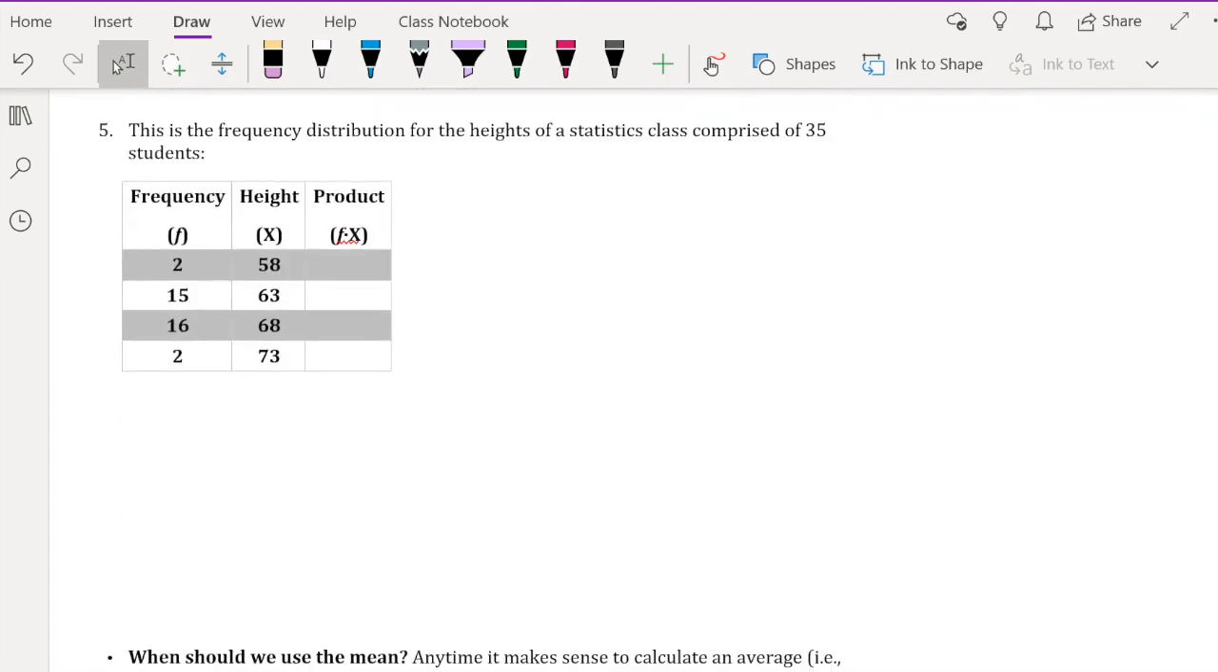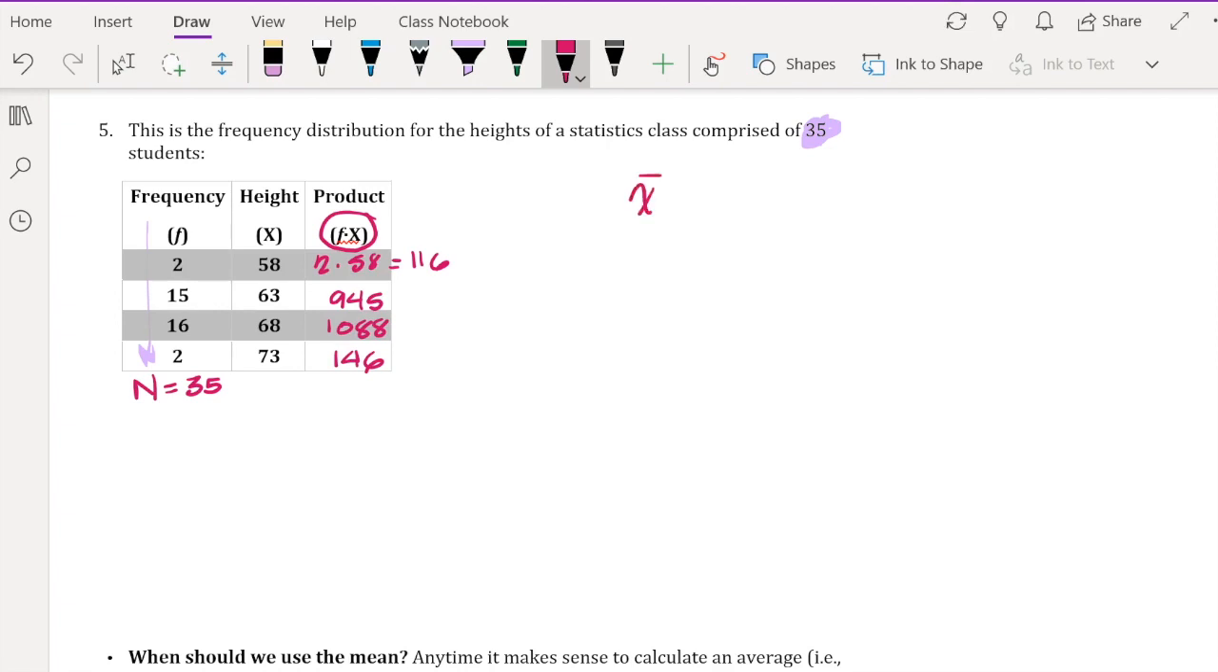So the total sample size here I can find out from here, or I could just add this column. That's my n, and n is 35. What I need to do next is to multiply the frequency times x. So 2 times 58, that is 116. Then I got 945, 1088, 146.